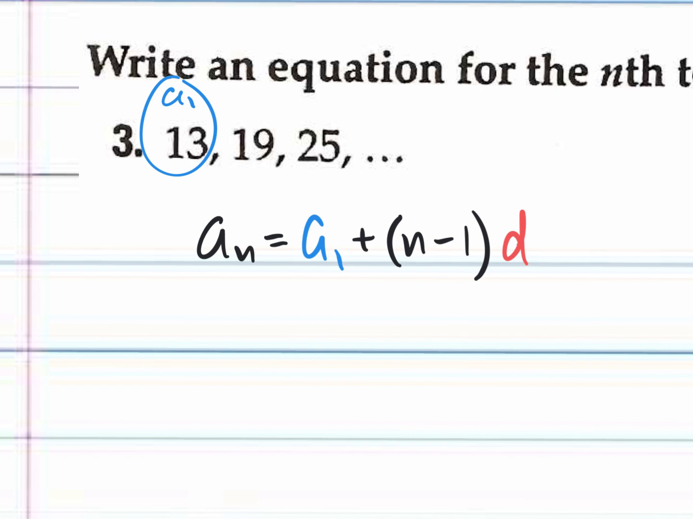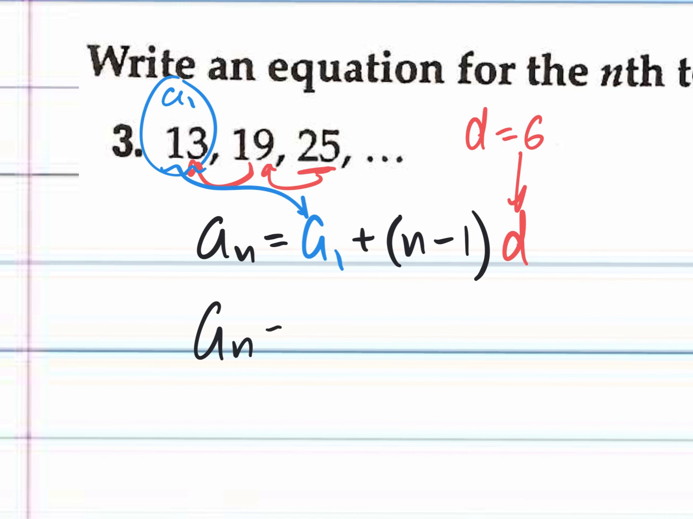And the common difference we could find by simply taking a number and subtracting the previous one from it. So 25 take away 19, or 19 take away 13. We already know it's arithmetic. It is a common difference, which is a common difference of 6. Okay, so we know a common difference is 6. We know our a sub 1 is 13. So we're going to take that 13, plug it right in there. Take that 6, plug it right in there. We'll have a sub n equals 13 plus parenthesis n minus 1 times that common difference, 6.